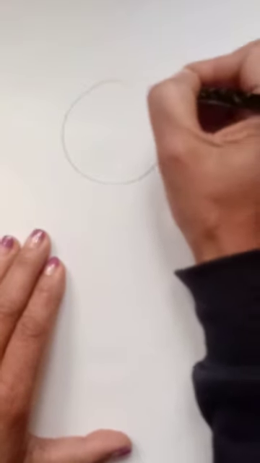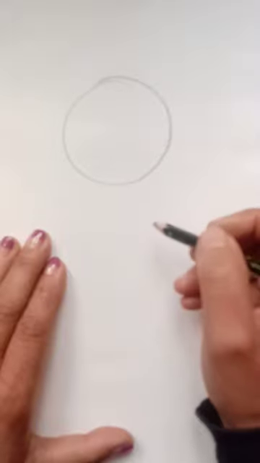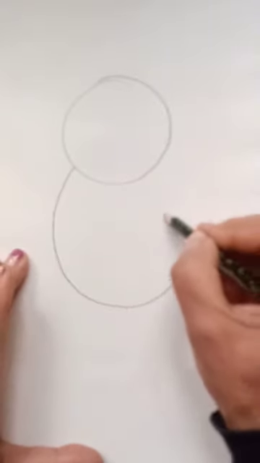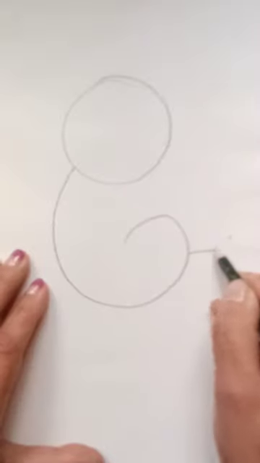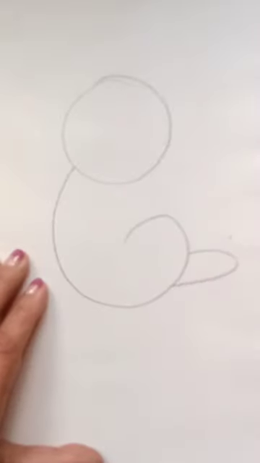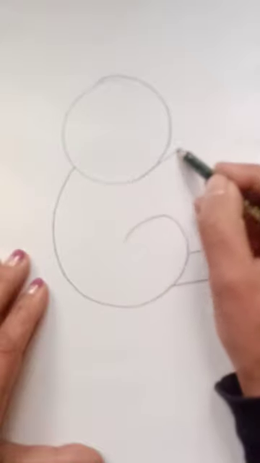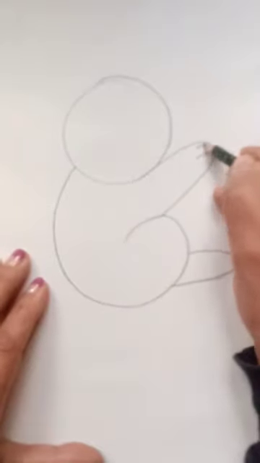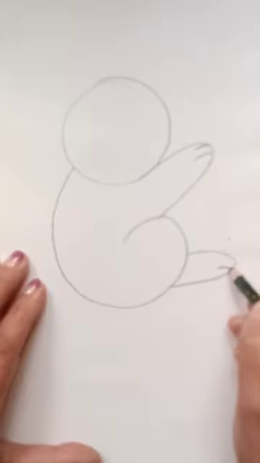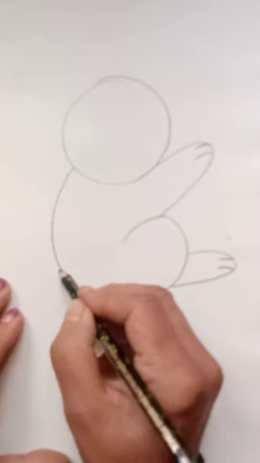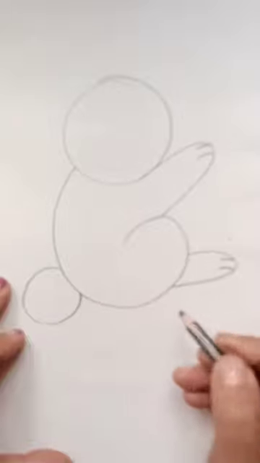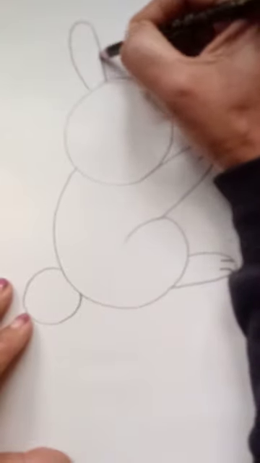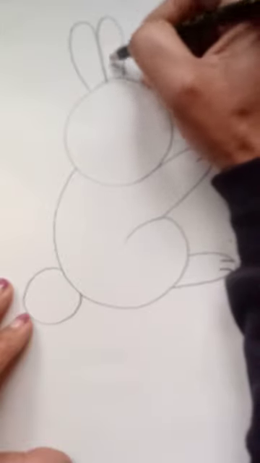First, you need to make a small circle. Then after, from here, you have to make just like a six, and you need to add this one and the same shape from here also. Okay, here also. Here is half circle.